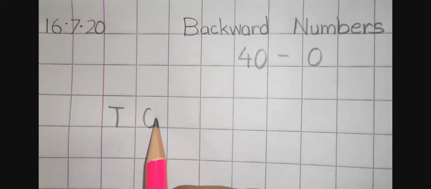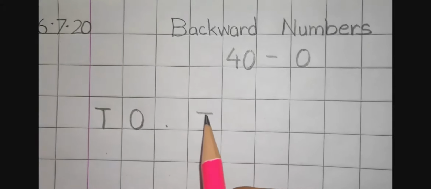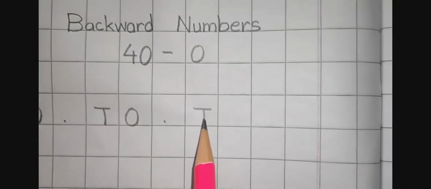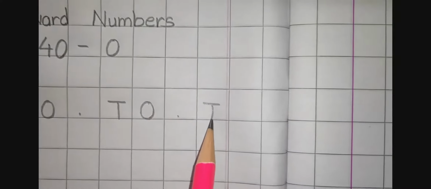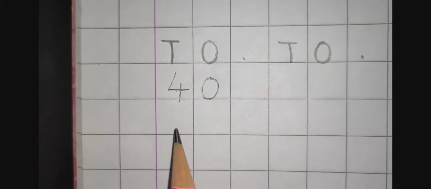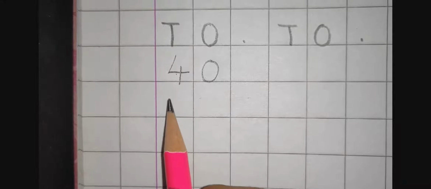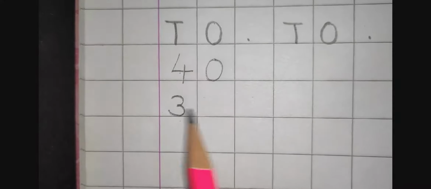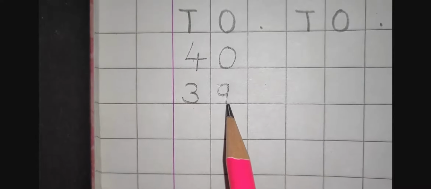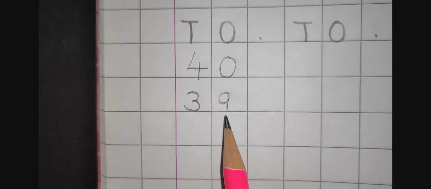TO dot, TO dot, TO dot, TO. First number is 40. Now the next number in backward numbers is 39. Whenever we are writing, we have to see that our numbers should touch the bottom line.